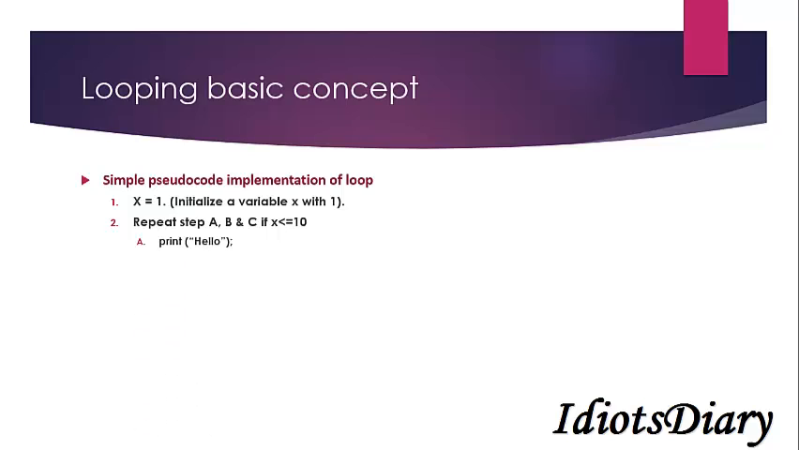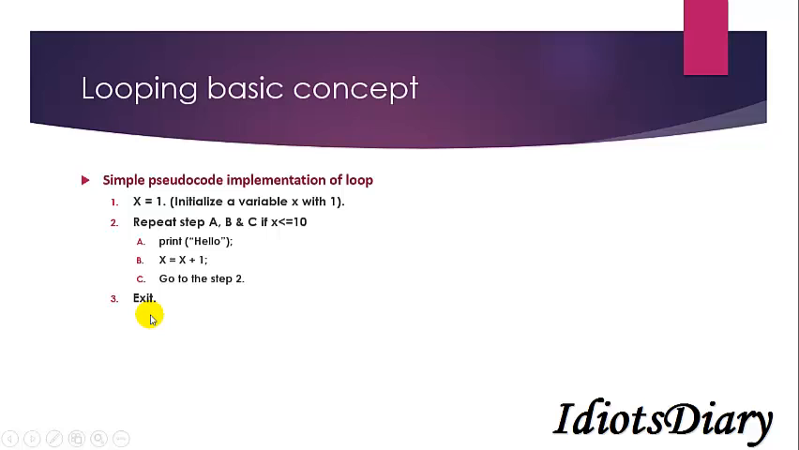The step A is print hello. Then x is updated by 1 using the statement x = x + 1. Then again we go to step 2. Again the condition is checked. If this condition is true, then again the block of statements is executed. Again the condition is checked. If the condition is true, then again the block of statements is executed. If this condition becomes false, then the process comes out of this loop and then the program exits.